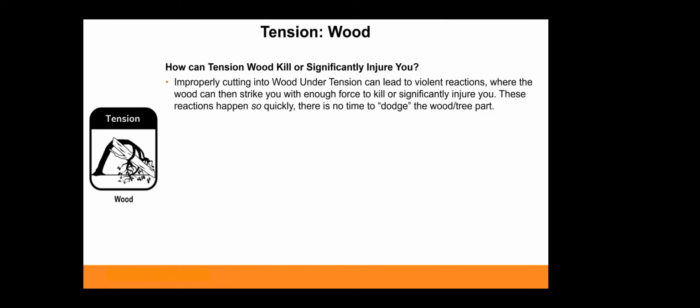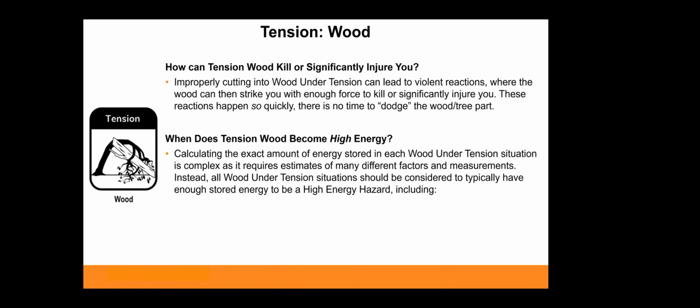Improperly cutting into wood under tension can lead to violent reactions, where the wood can then strike you with enough force to kill or significantly injure you. These reactions happen so quickly, there is no time to dodge the wood or tree part. Calculating the exact amount of energy stored in each wood under tension situation is complex, as it requires estimates of many different factors and measurements.